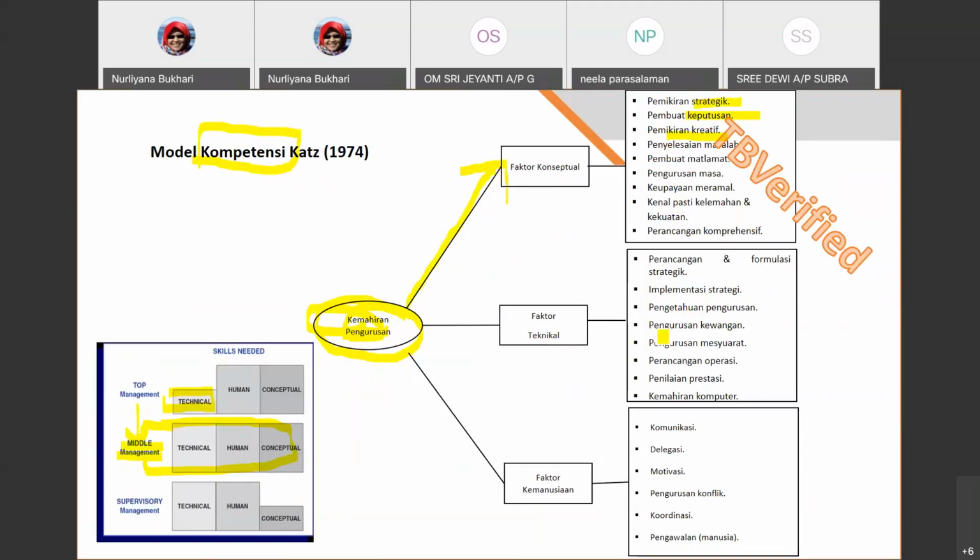When it comes to technical, they have to do implementation. They need to know how to manage financial matters. They need to know how to manage meetings.